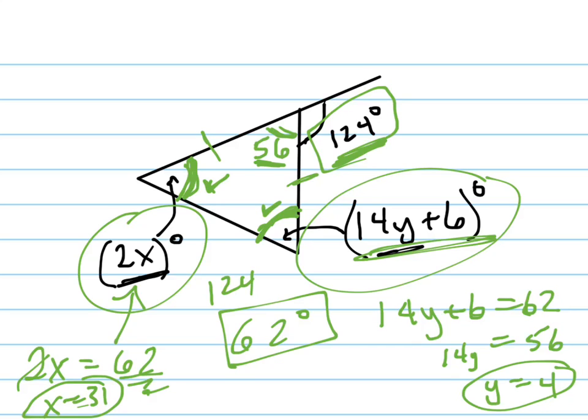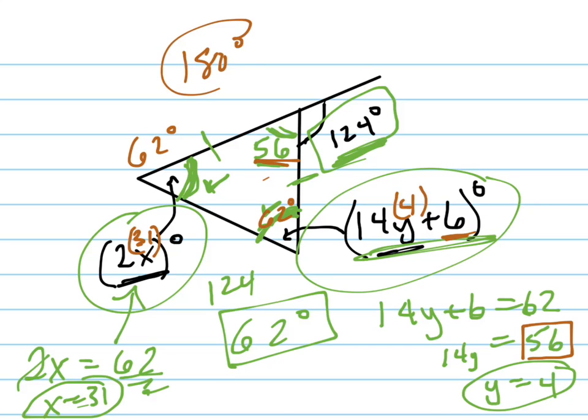Let's check our answers. Let's check to make sure that worked. When I plug 31 in, I'll check in orange. When I plug 31 in right here for x, what's 31 times 2? 62. So that angle's 62 degrees. Let's plug 4 in for y. What's 14 times 4? 56. What's 56 plus 6? 62. What's 62 plus 56? 180. Everything checks out and we're good.